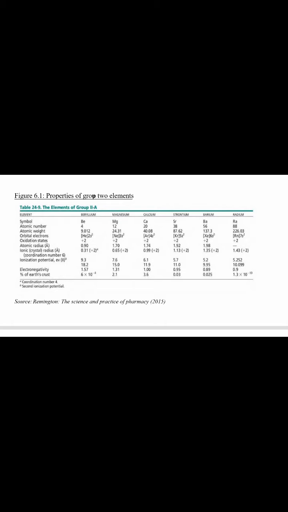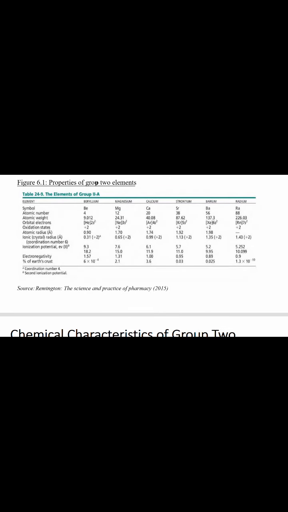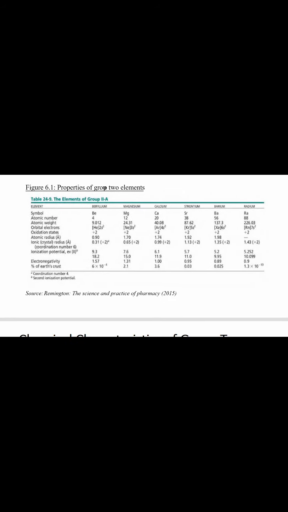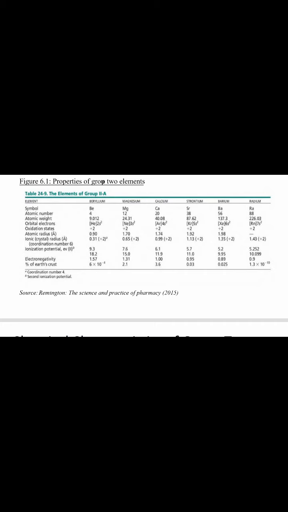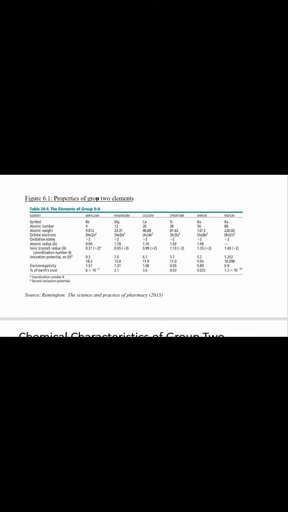Utaangalia we have the symbol hapo juu, tuna beryllium, magnesium, calcium, of course strontium, barium and radium elements. Tuna symbol, tuna atomic number, you can see beryllium ina atomic number ya 4, magnesium 12, unaweza kuendelea, atomic weight, orbital, electron, zote hadi atomic radius you can see, na unaweza kujua ina increase au ina decrease down the group. So this table itasummarize, na this table hadi electronegativity you can see here downward hadi ionization potential. So this table always huwa inakuwa na maswali.